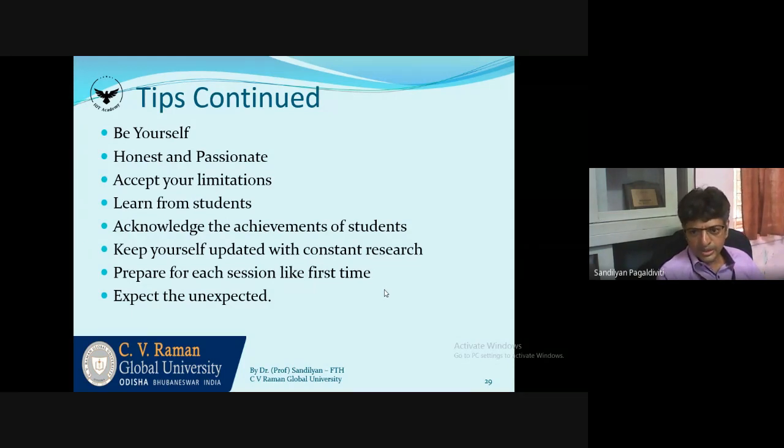And lastly, be ready to expect the unexpected, because as I said, this is a different world surrounded by technology. A lot of things happen. For example, I can give you today, two times the power went off and I had to switch to a backup and start the session on my mobile. So likewise, there are things which may go wrong anytime, and you need to be ready to have an alternate or solve those as it comes.